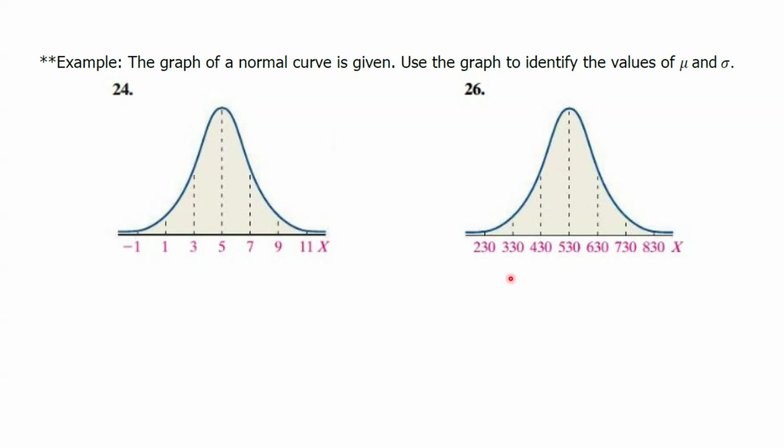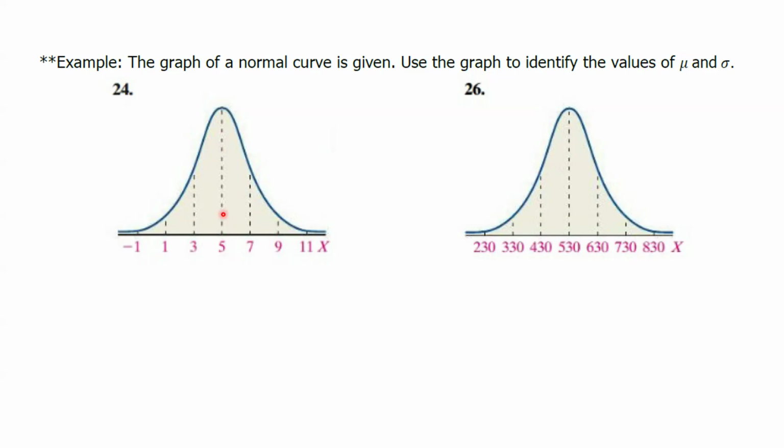So on the first one here, notice that our line of symmetry, which is right in the middle here, all right, this line right here, is given by the value 5. So that means our mean is going to be 5.